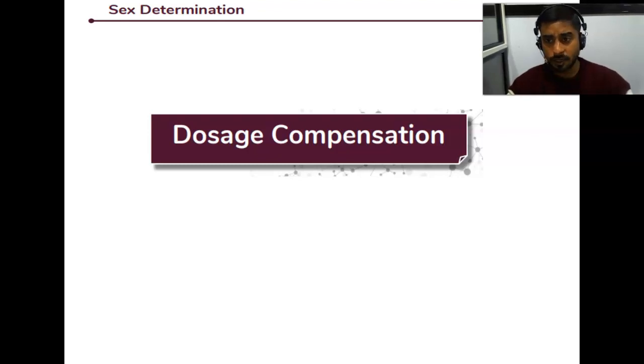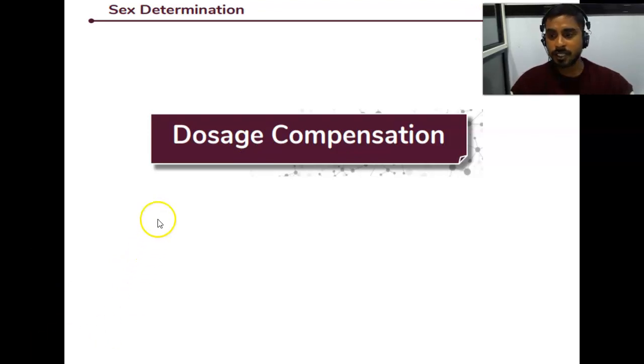One of the methods is having sex chromosomes like X and Y. Another one is the ratio of autosomes to sex chromosomes. Then the third is sex determination taking place by environmental factors, like in tortoise and crocodile. In these, you have sex determination by environmental impact. So why is this dosage compensation needed?